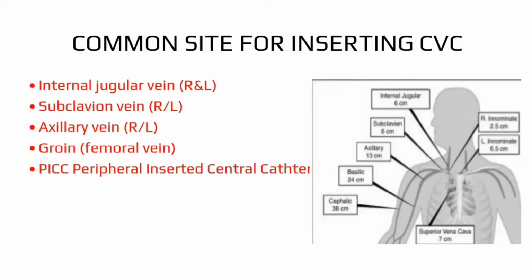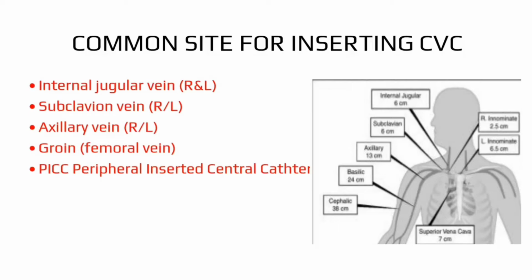Now we will see common sites for inserting a central venous catheter. The first choice is the internal jugular vein, right and left side, and the second choice is the subclavian vein, right and left side. The axillary vein, right and left, can also be used for inserting the central venous catheter, and the groin for femoral veins we can choose, or PICC, peripherally inserted central catheter.